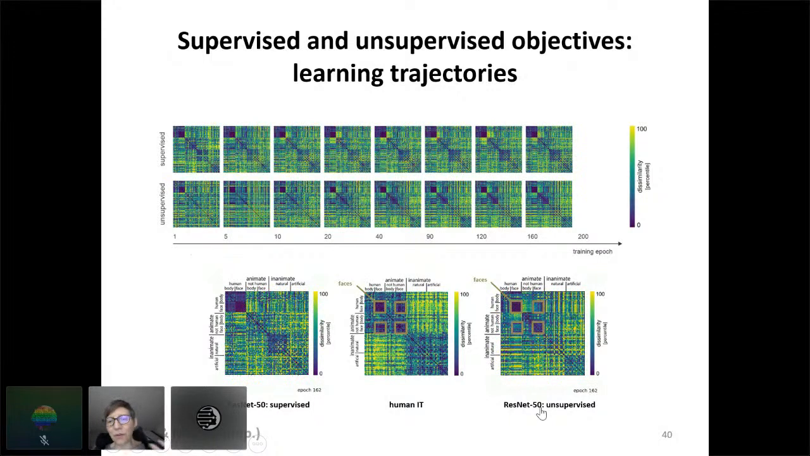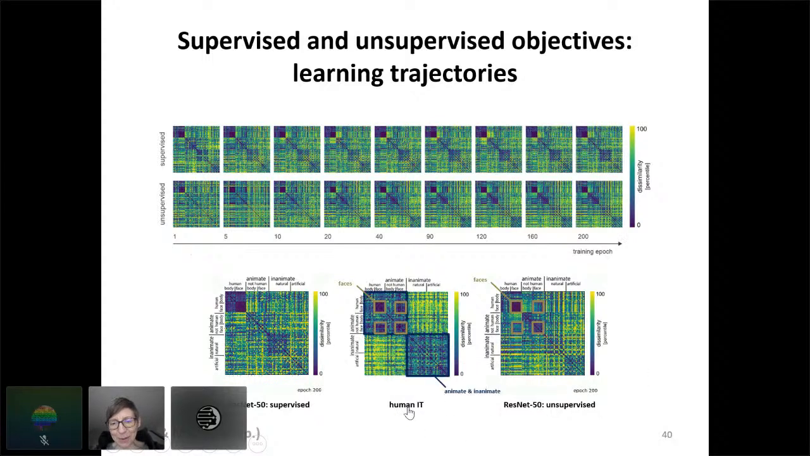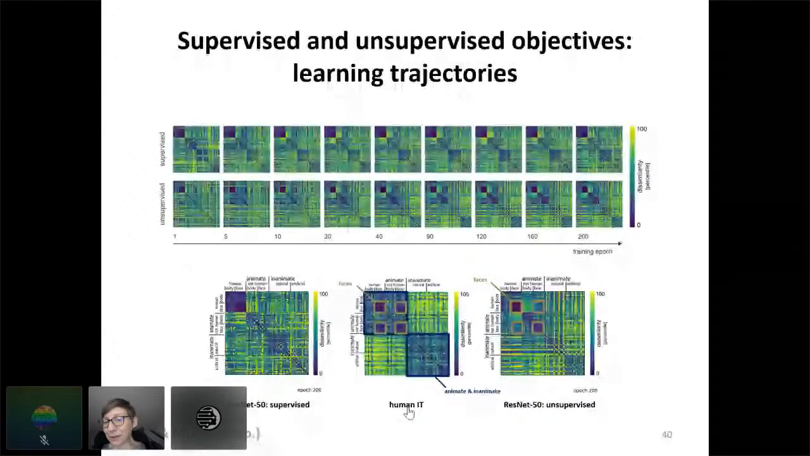So the unsupervised network can somehow extract information that clusters faces. Now, if we look at this animate and inanimate clusters in the human IT data, we don't really see these in the networks, as you can see. So that's something they're both still missing.